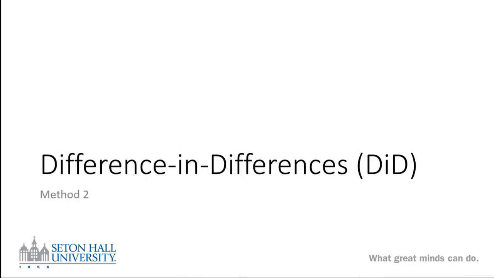So difference in differences is probably the most common form of causal research that you're going to see. If you were to pull up any journal that regularly publishes causal research, probably each issue has at least one difference in differences study.